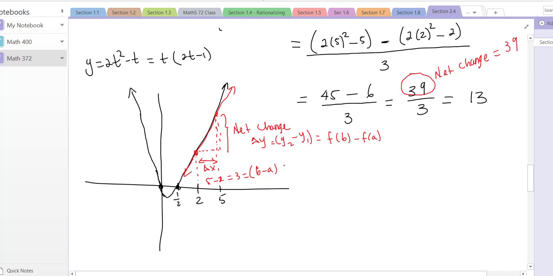In my next video, we'll just practice with some more examples of these. So I'm just going to call the video part 2 of section 2.4.